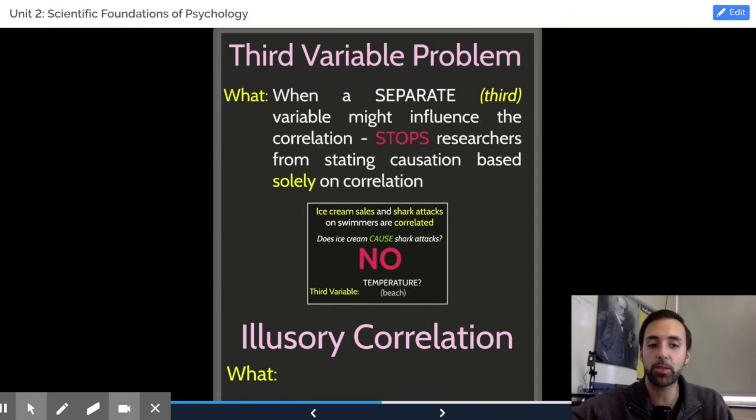So although that data might be interesting, nobody is saying shark attacks cause ice cream sales. That'd be absurd. That's an example of the third variable problem, where just looking at correlational research cannot definitively prove cause and effect because there's often many third variables that you're not controlling for that can reasonably explain your findings. That's why we have to wait for experiments in the next essential task to use the word cause.